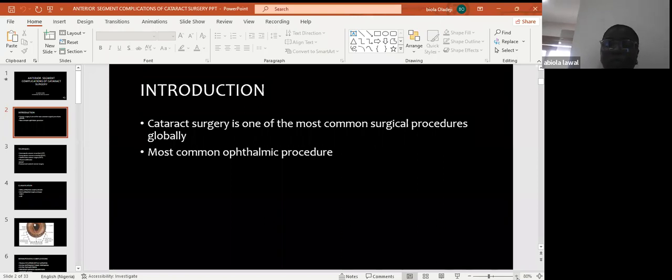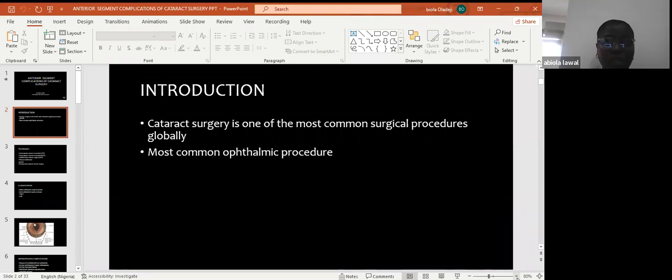Cataract, we all know, is the opacification of the crystalline lens, and cataract surgery is the most common surgical procedure globally. The most frequently performed ophthalmic procedure is cataract surgery. And that is quite understandable based on the burden of blindness from cataract. Over 43 million people are blind from cataract, and nearly 80 million people have moderate to severe visual impairment.